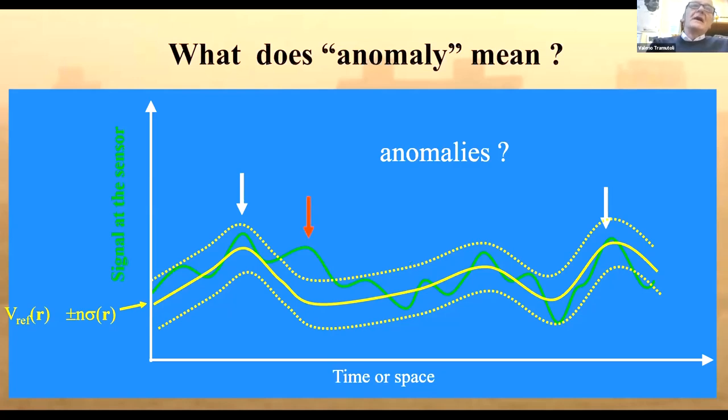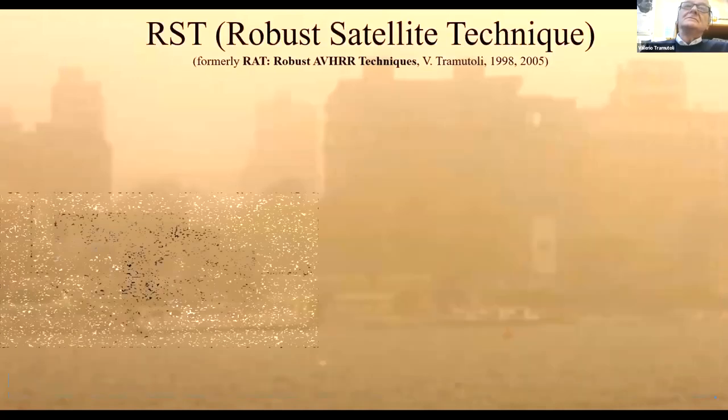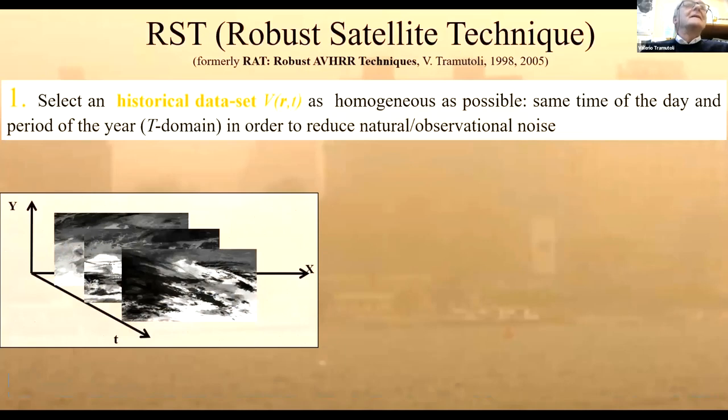So collecting this normal good sense information and applying it to the satellite data, what we developed and proposed is a method which we call the robust satellite technique, which is usually considered.